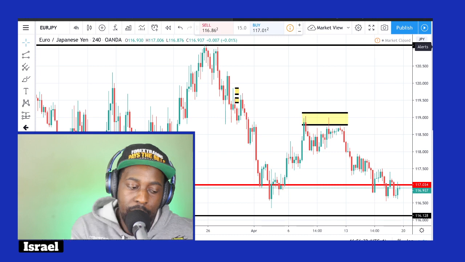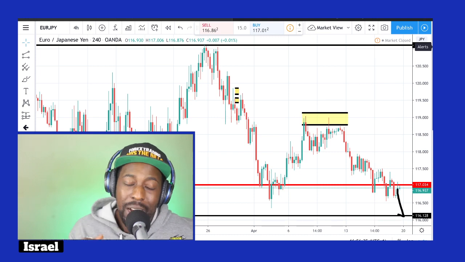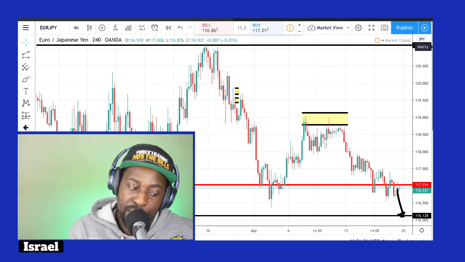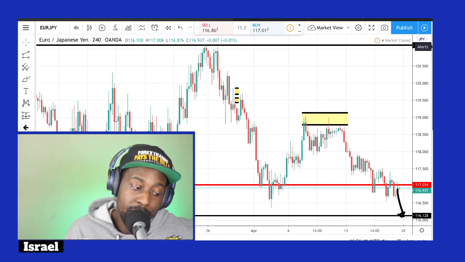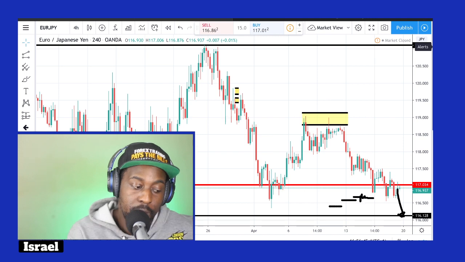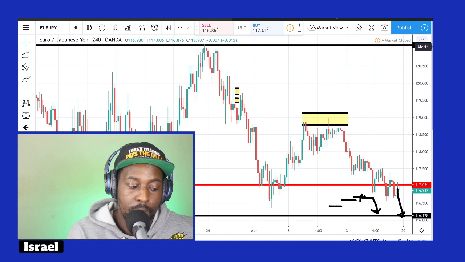If price shows me that it wants to keep going lower, then I'll just continue looking for a sell position, looking for tops, looking for where price is trying to top out, where we get some good consolidation, where price can get sold with a stop loss somewhere higher and a target somewhere lower.